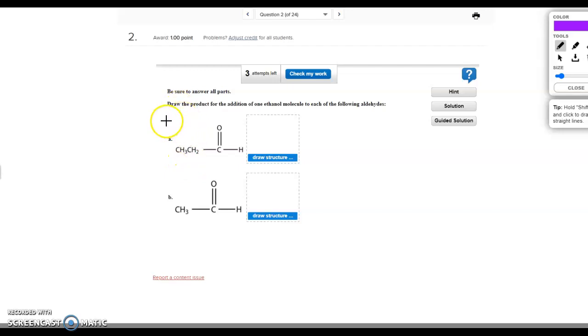Draw the product for the addition. So we're going to add 1 ethanol, so that's CH3CH2OH, a 2 carbon alcohol, to each of the following aldehydes. So you want to think, what happens when I add an alcohol to an aldehyde? What kind of reaction happens? That kind of addition reaction should result in a hemiacetal.